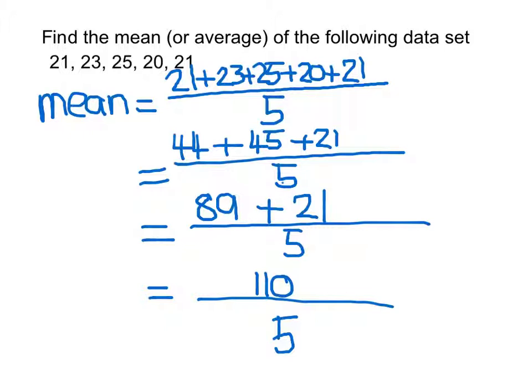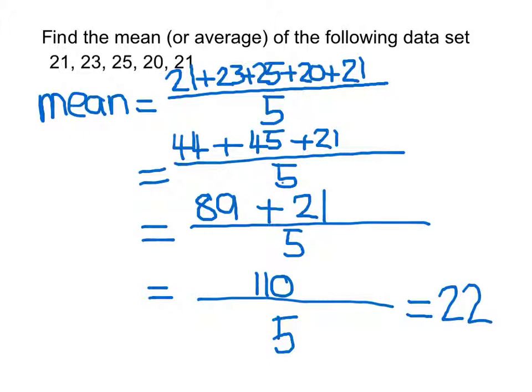Okay, so all the addition's done. All we need to do now is divide by 5. So 110 divided by 5 will give us 22. So the mean or the average of this data set is 22.